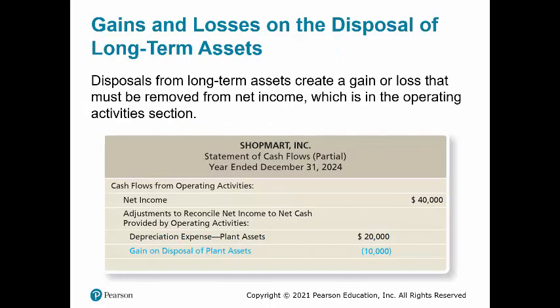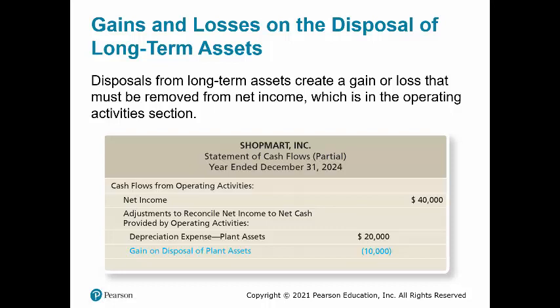Also, any gains and losses on the disposal of long-term assets are going to either have been added in the case of a gain or subtracted in the case of a loss to determine net income. However, these gains and losses are not part of the operating activities section of the statement of cash flows. The gain or loss must be removed from net income on the statement of cash flows so that the total actual cash receipts from the sale of the assets can be shown in the investing activities section.